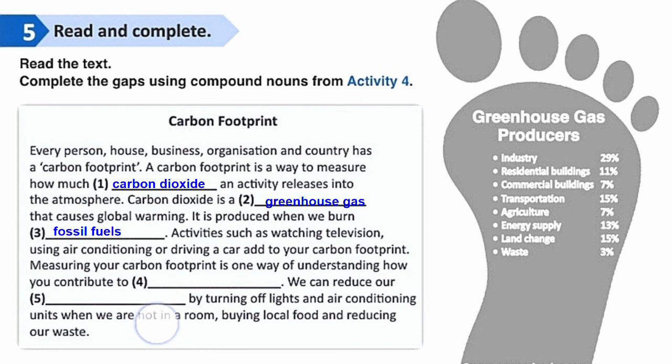Measuring your carbon footprint is one way of understanding how you contribute to global warming. We can reduce our carbon footprint by turning off lights and air conditioning units when we are not in a room, buying local food and reducing our waste.